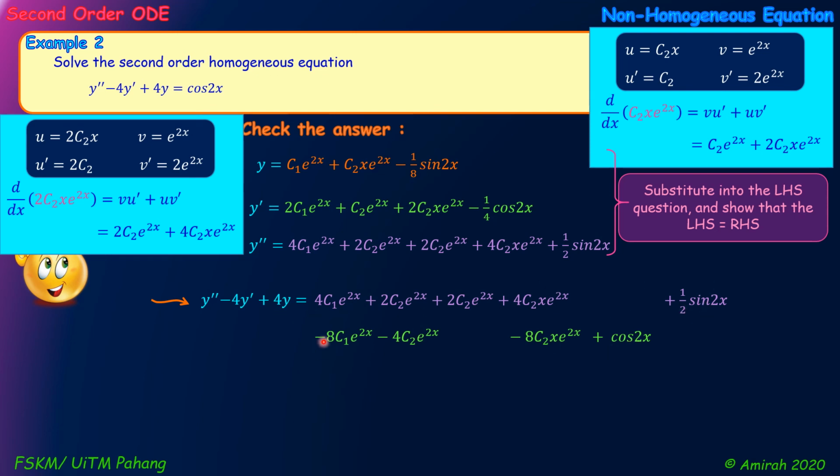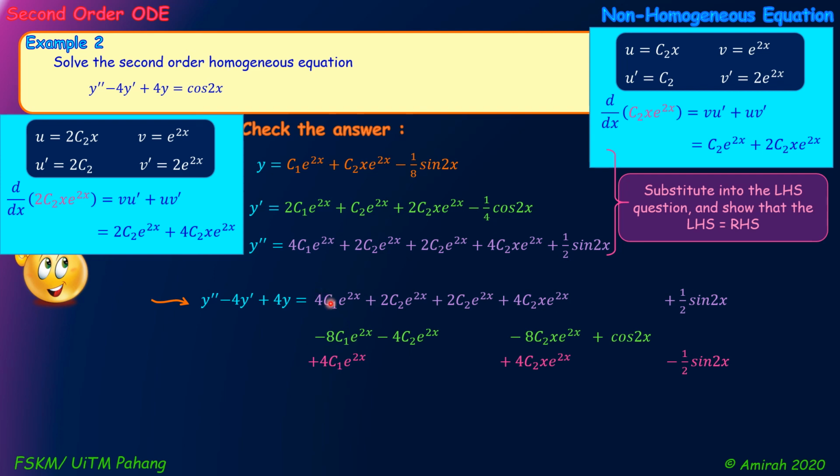From here we arrange based on the same coefficient, so it's easy to simplify. And then plus 4y. This is y, the orange color. So we multiply by 4. So we have 4C1 e to x. And then C2x e to x, we multiply by 4, so we get 4C2x e to x. And then 4 times negative 1 over 8, we get negative 1 over 2 sine 2x.